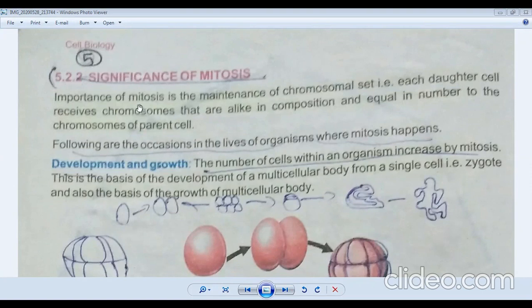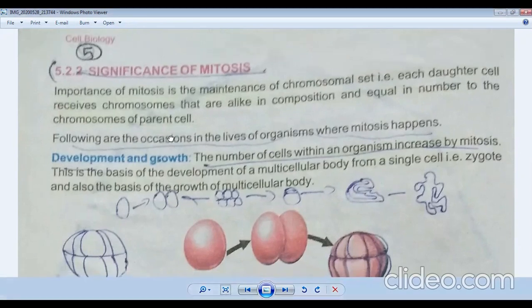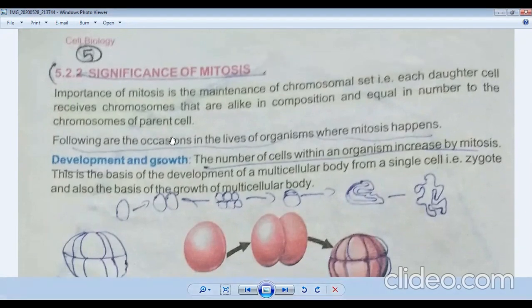The importance of mitosis is the maintenance of the chromosomal set, that is, each daughter cell receives chromosomes that are alike in composition and equal in number to the chromosomes of the parent cell. The question is, what is the significance of mitosis? Why is it important? Because when one cell is divided, the number of chromosomes remains the same in the copies. Their composition remains the same in the copies.